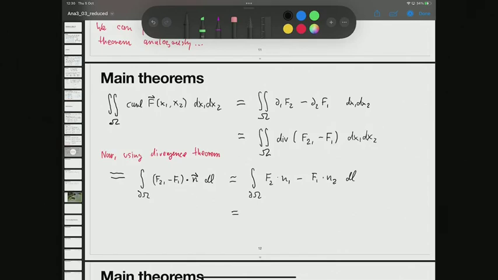Now I can do another trick. I can write this as the integral of, well, let's write it like this. F1 and F2, so my original vector field, multiplied with negative n2 and n1. What's this vector here? If I have the vector negative n2 and n1, the trick is the following.